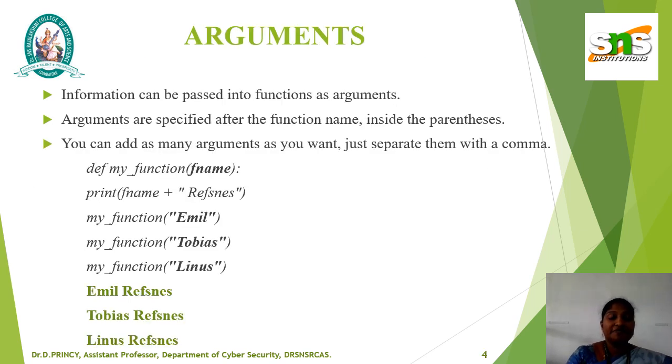Arguments. Information which can be passed to the function is generally known as arguments or parameters. These parameters or arguments are specified after the function name and inside the parentheses. We can add any number of arguments as we require, but the arguments should be separated by commas. For example, def my_function fname. Fname is an argument, that is only one argument.